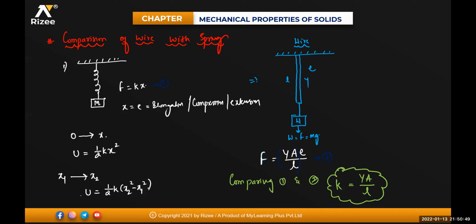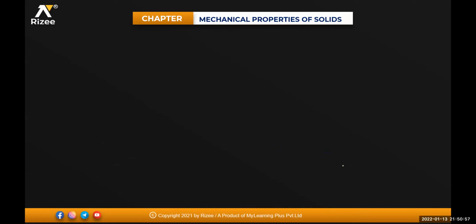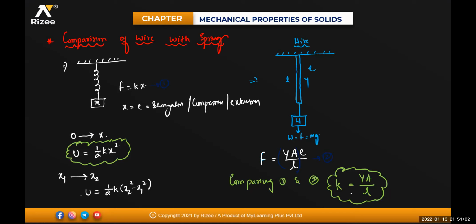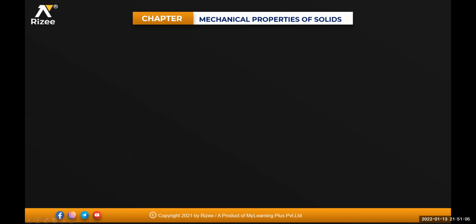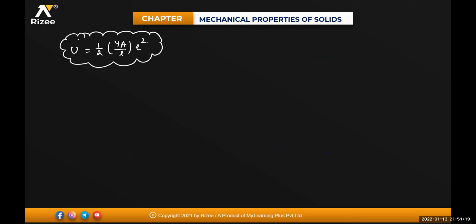That means energy in this one I can write using the same formula, U is equal to half into K into X square. I'm writing the answer smartly instead of doing the derivation. I got the value of K, so using the energy formula, U is equal to half, K value is YA divided by L, into the extension, that is nothing but E square. So this is your energy stored in the wire. Energy stored in the wire is calculated by this formula.